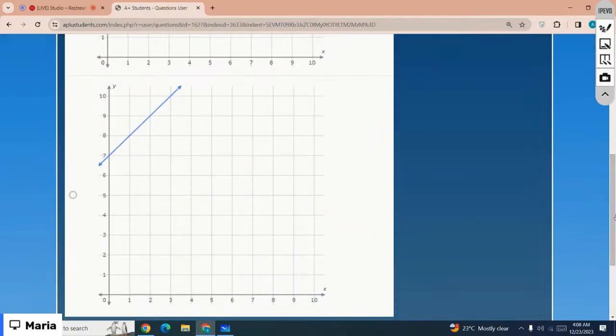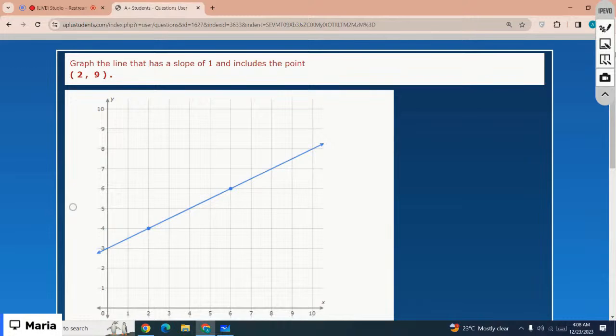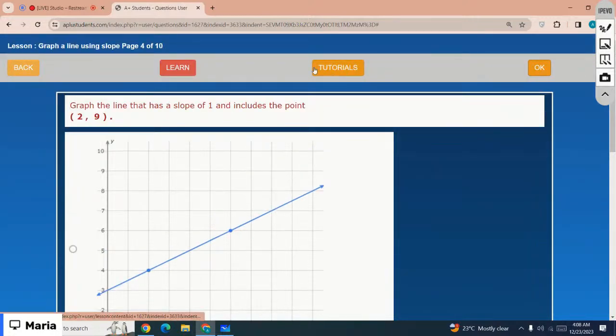Okay, here x is 2 and y is 9. This is the point (2, 9) and also the slope is 1, right? That means you need to move right 1, up 1. Right 1, up 1. So that is the correct option. The second one is the correct option. Got it? Very good. Option 2 is the correct option.